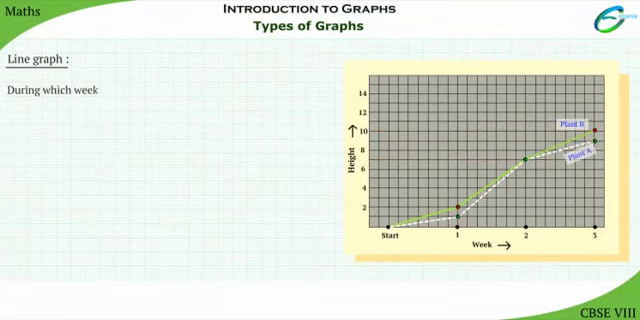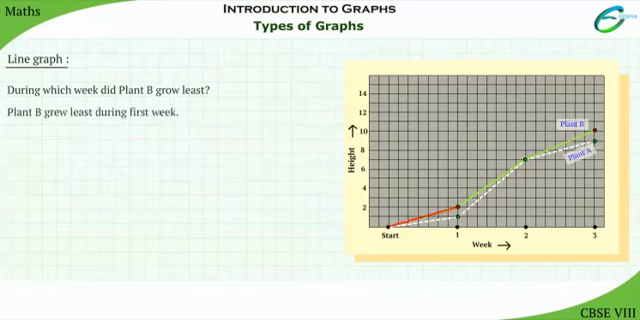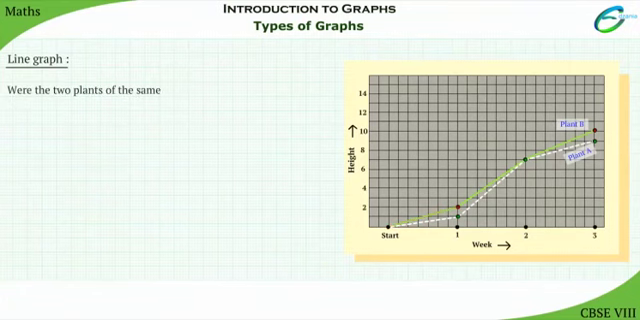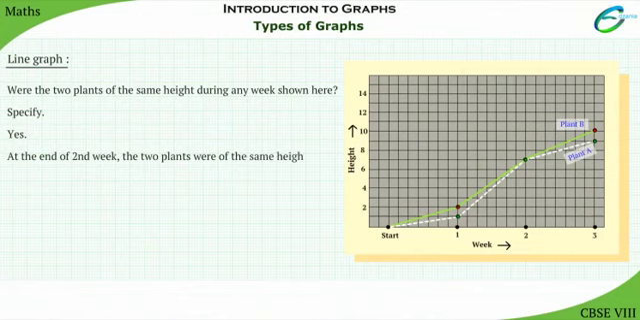During which week did plant A grow the most? During the 2nd week, plant A grew the most. During which week did plant B grow the least? Plant B grew the least during the 1st week. Were the two plants of the same height during any week shown here? Specify. Yes, at the end of the 2nd week, the two plants were of the same height.